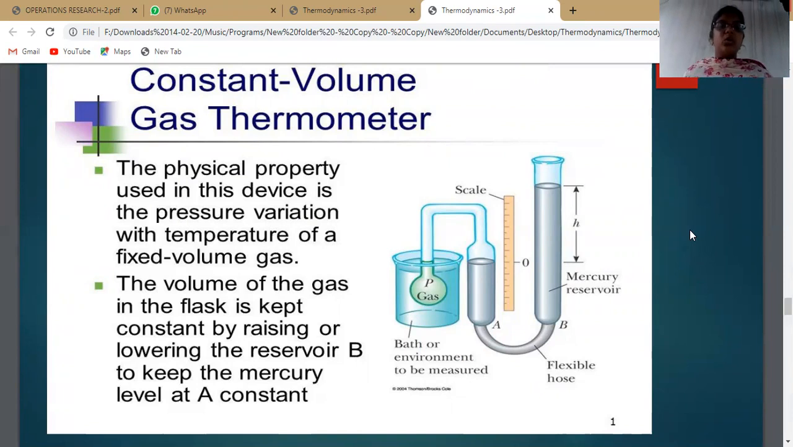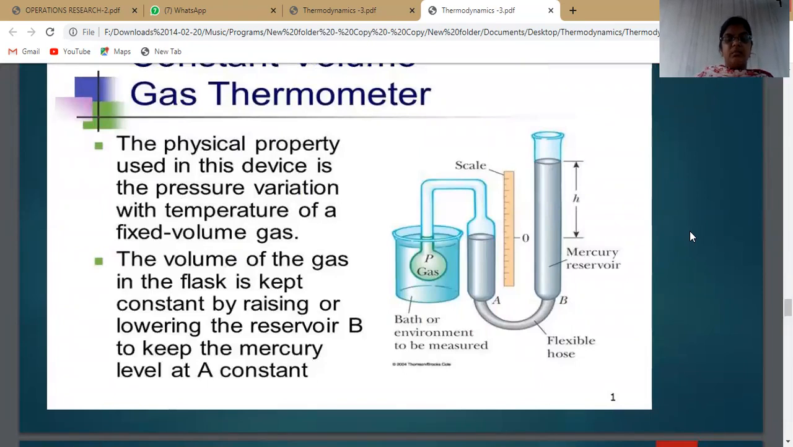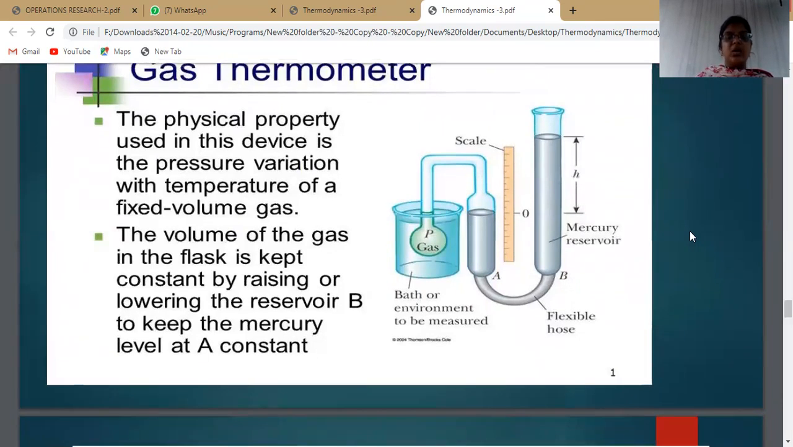The physical property used in this device is the pressure variation with temperature of a fixed volume of gas. The volume is fixed and temperature changes with the pressure variation. The volume of the gas in the flask is kept constant by raising or lowering reservoir B, to keep the mercury at level A constant. By using these variations, we can calculate the temperature.